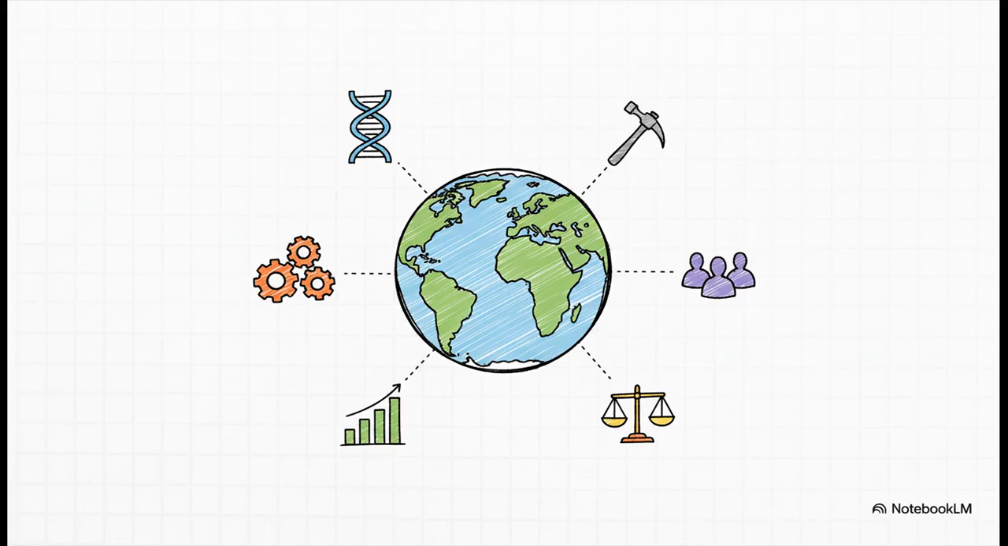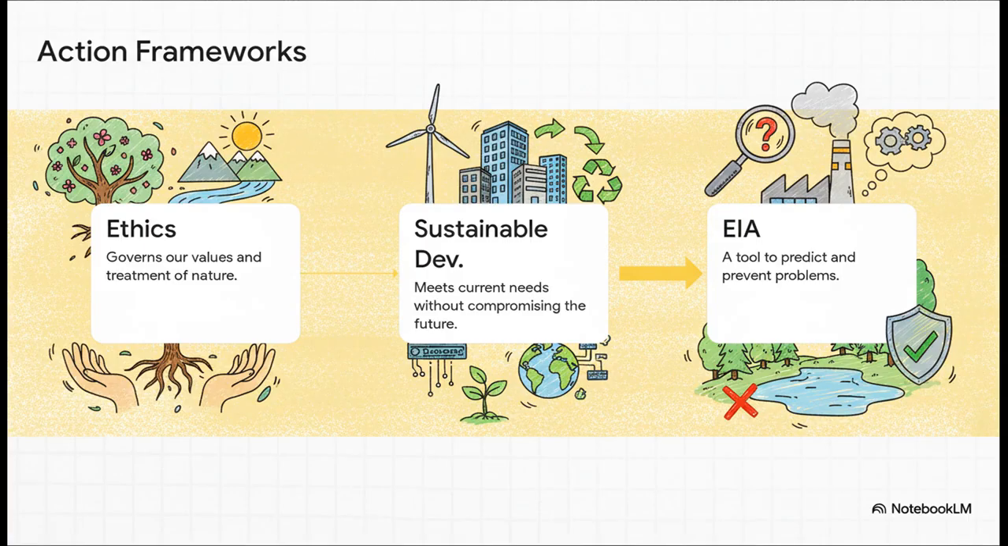You need the biologists talking to the engineers, who are talking to the ethicists, who are talking to the city planners. Everyone has a piece of the puzzle. And out of that broad understanding, we've developed some really important frameworks to help guide our actions. We have things like environmental ethics, which helps us decide our values, what's right and wrong, and how we treat nature. We have practical tools like environmental impact assessments to try and predict problems before we even start a project.